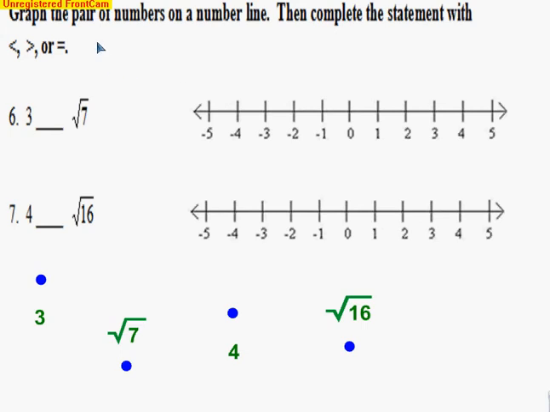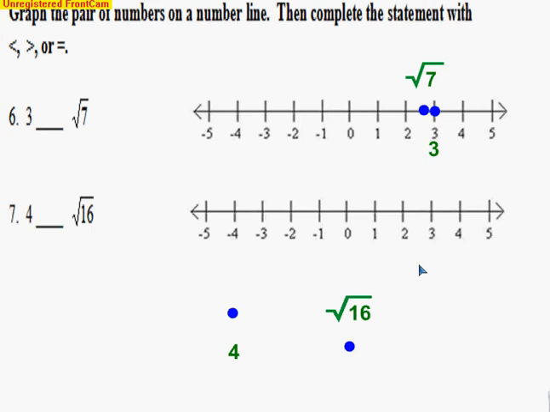Last, let's take a look at comparing numbers. If we take a look at 3 and the square root of 7, let's look at these on a number line. If we take the number 3 and plot it on a number line here, we'll take a look at the square root of 7. The square root of 7 as a decimal is approximately 2.65. So the square root of 7 would go right about here on the number line.